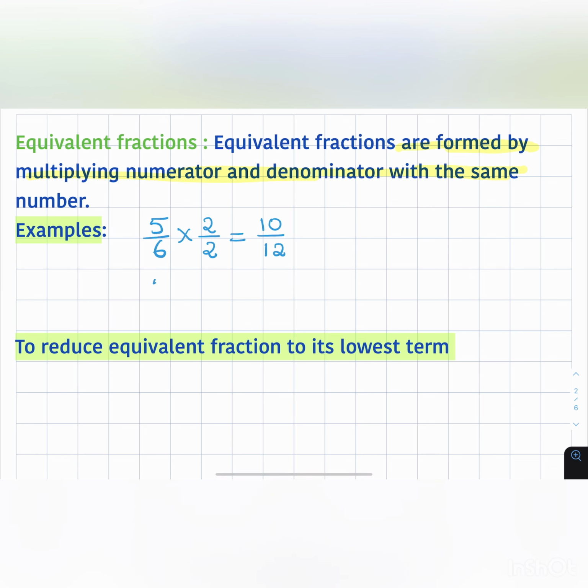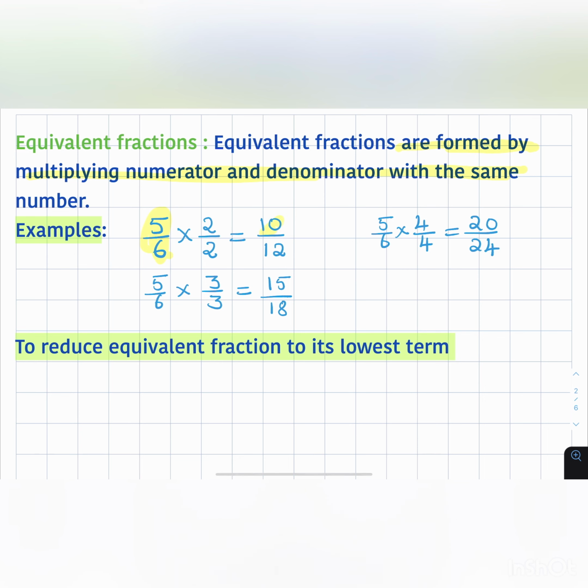Let me multiply 5 by 6 again with 3 by 3. So what do we get? It is 15 divided by 18. Then next, I will multiply 5 by 6, with the same number, 4 by 4. So what do we get? It is 20 by 24. So let me write down all these fractions separately.